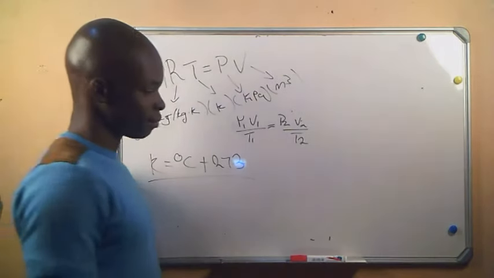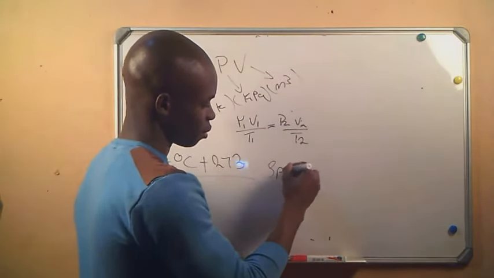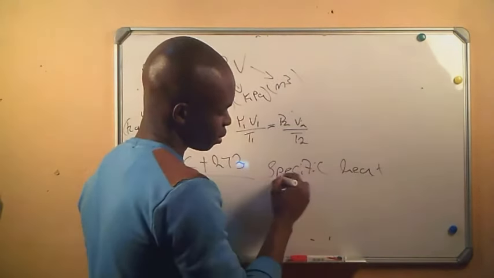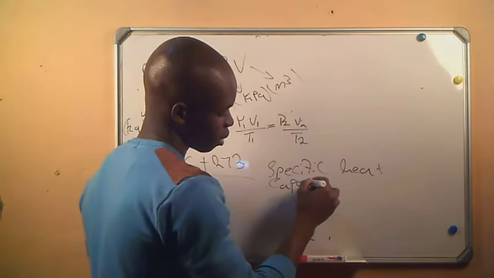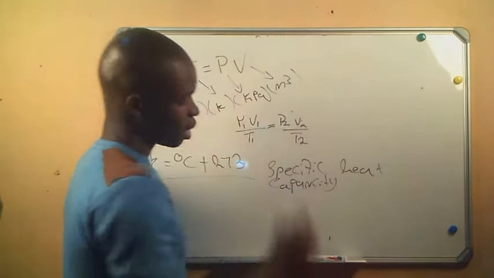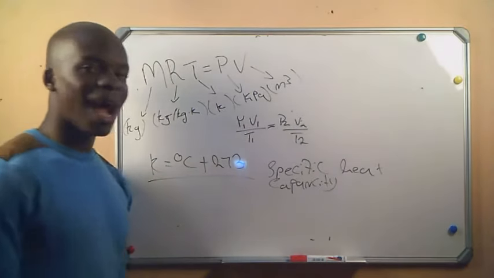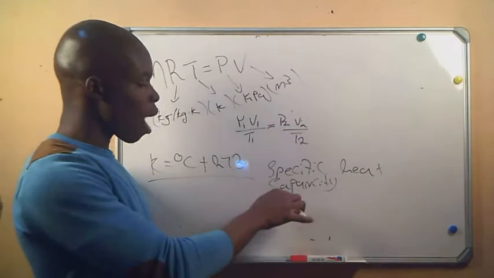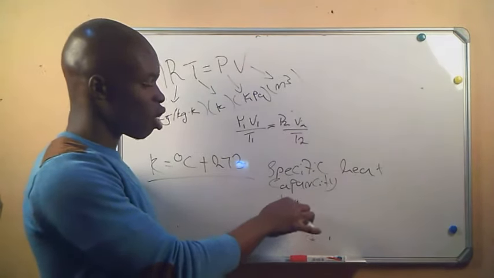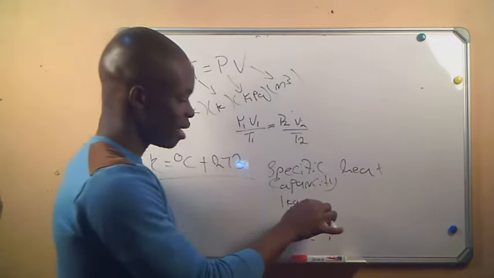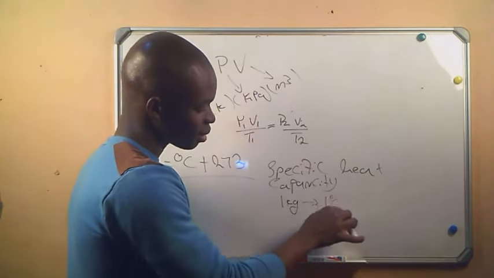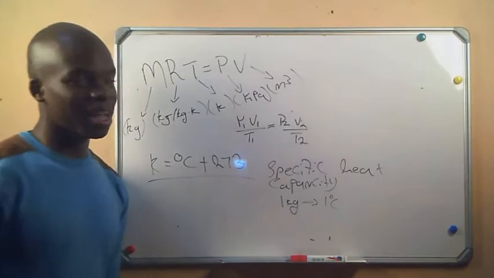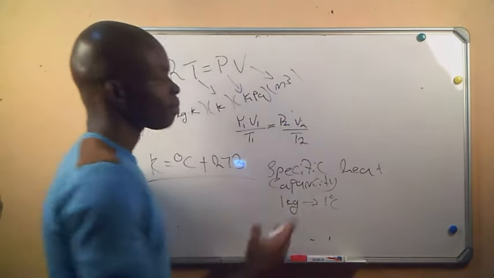And then we have now specific heat capacity. Specific heat capacity is the amount of heat required to raise 1 unit mass, 1 kg of gas, by 1 degree Celsius. That's our specific heat capacity. I'm sure you do know this.